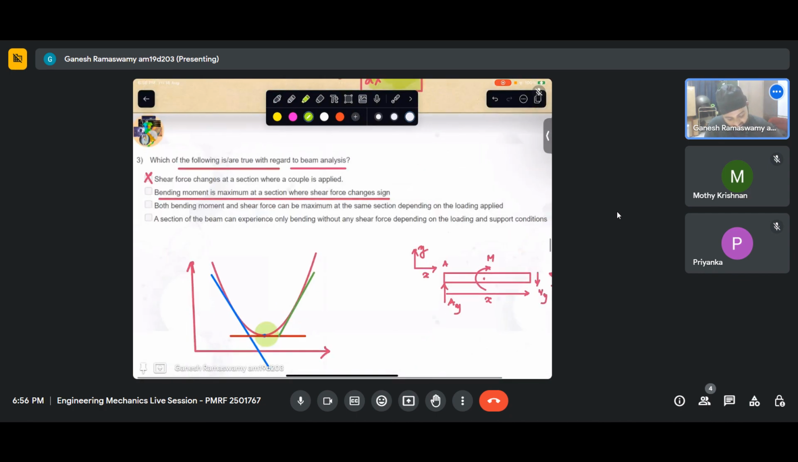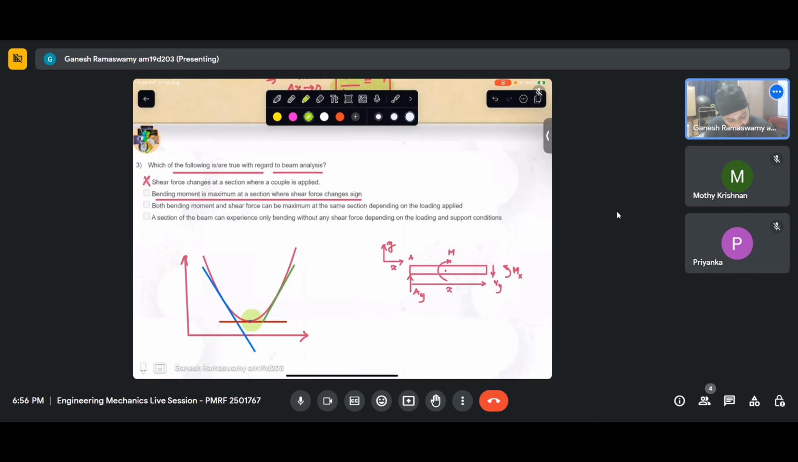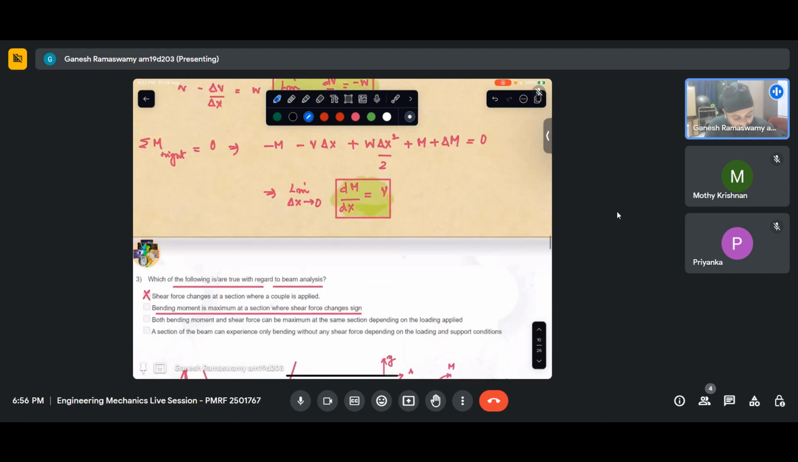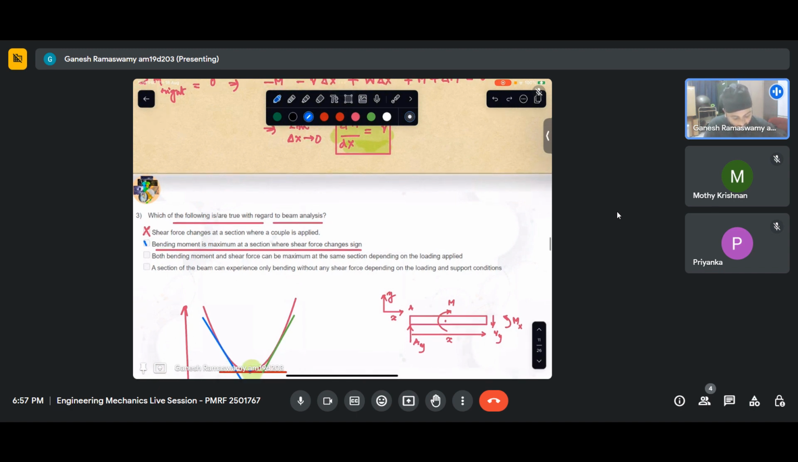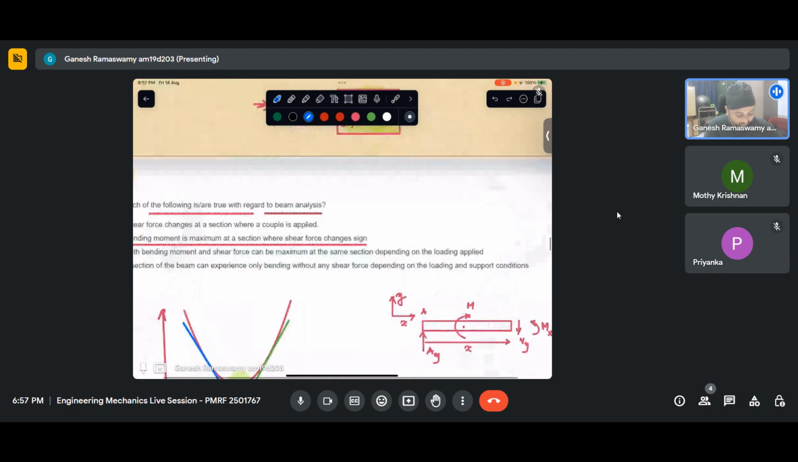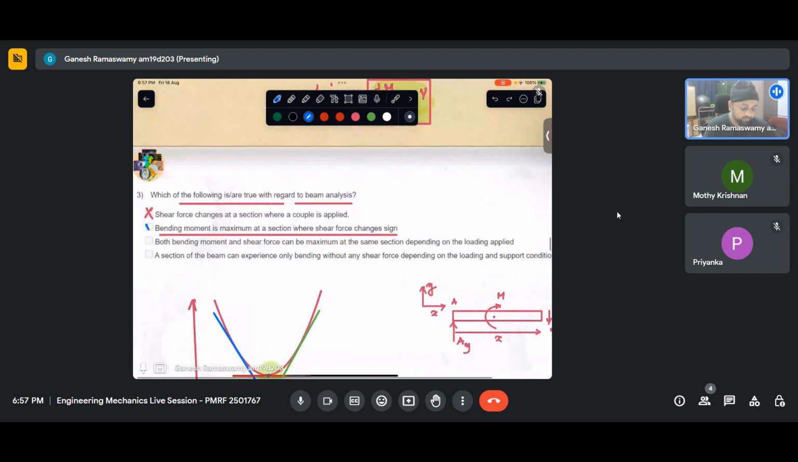So we saw in the previous relation that the slope of the bending moment diagram is nothing but the shear force. So when will the bending moment be maximum? When its slope changes sign. So yes, this is correct. Both bending moment and shear force can be maximum at the same section depending on the load applied. Any answers to this? Is it possible to have both bending moment and shear force be maximum?